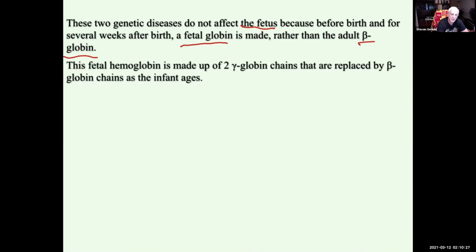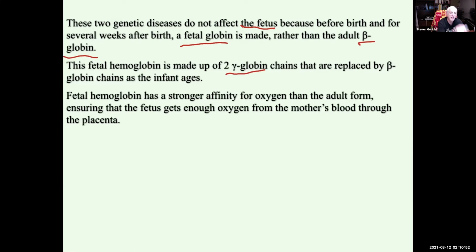Okay. The fetal hemoglobin is made up of 2 alpha chains and 2 gamma chains, which are replaced by the 2 beta globin chains as the infant ages. 2 gamma chains, I'm sorry. So the fetal globin has 2 gamma globin chains instead of the beta globin chains. So it still has 2 alpha, but the fetal one has 2 gamma globin chains.